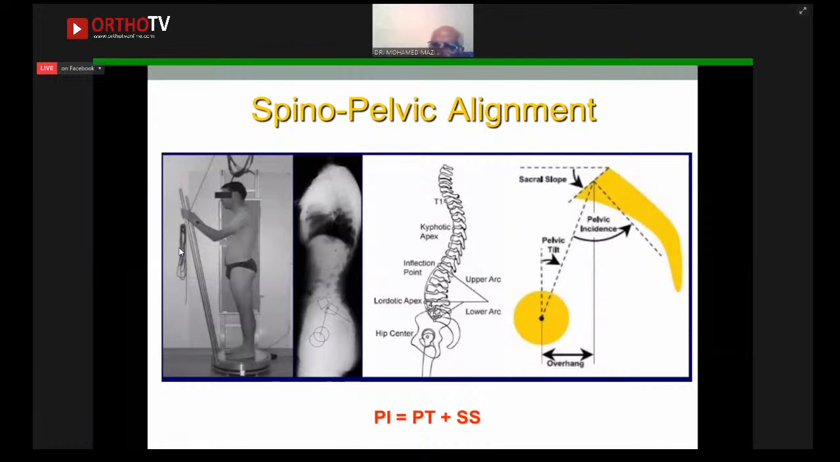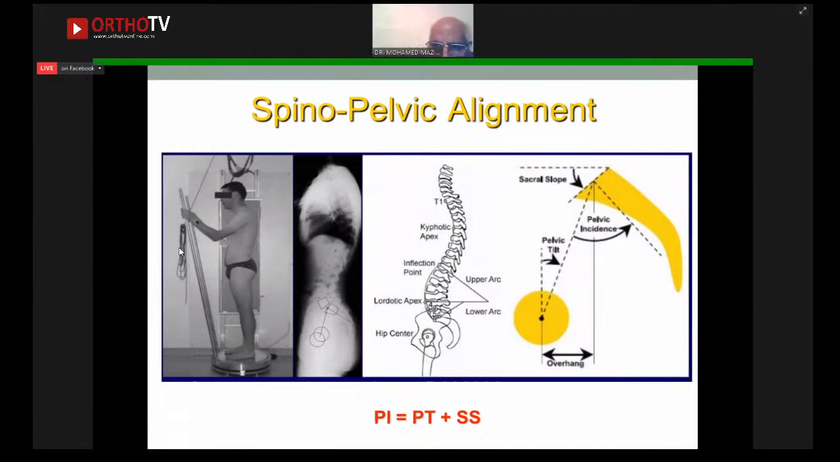We take the perpendicular line from this sacral slope down, and another line connected with the center of the head. This is the pelvic incidence. And the pelvic tilt is the line coming from the center of the sacral slope to the center of the head with the vertical line. So the calculation is: pelvic incidence equals pelvic tilt plus sacral slope. And this is a fixed formula with individual variation. The pelvic incidence of different patients is not always the same. This particular equation is for this particular patient.